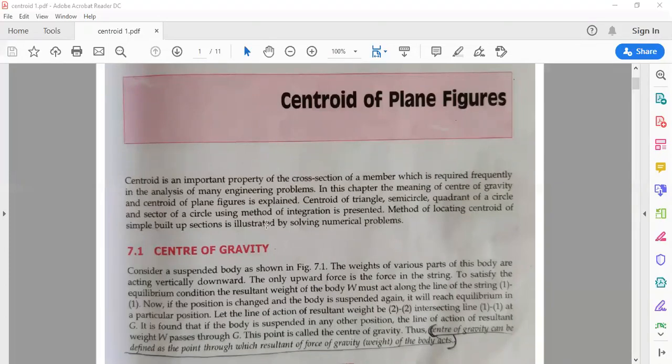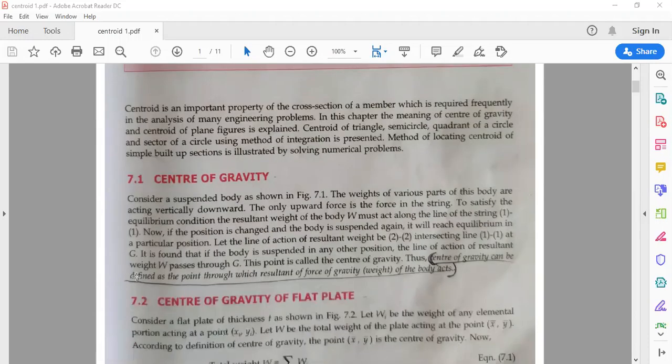You know that weight always acts vertically downward through the center of gravity. So the center of gravity can be defined as the point through which the resultant force of gravity, or the entire weight of the body, acts. But centroid is the point where the entire area of the cross section is assumed to be accumulated. That is the difference between centroid and center of gravity.